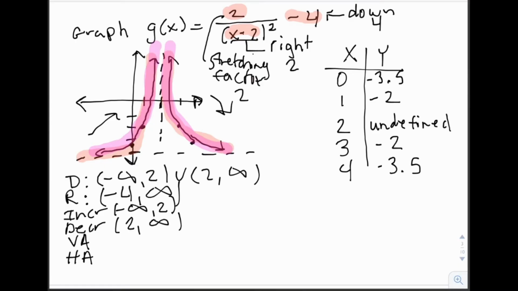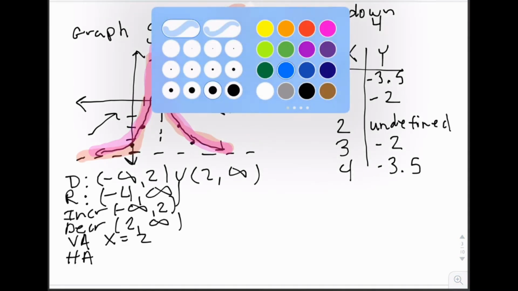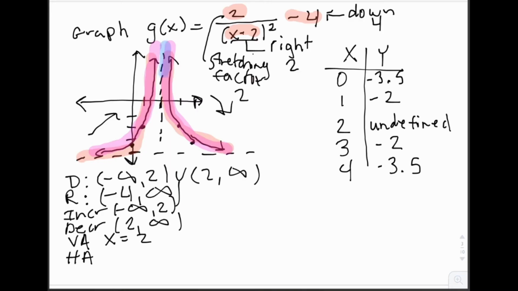Okay, so now comes the part where we talk about those invisible lines that we don't quite touch. Our vertical asymptote, what line is that? Well, it is the line x equals 2, and that line is located right here. We don't quite touch it, so that's our vertical asymptote. And then our horizontal asymptote, the line that we just don't quite touch, is y equals -4.